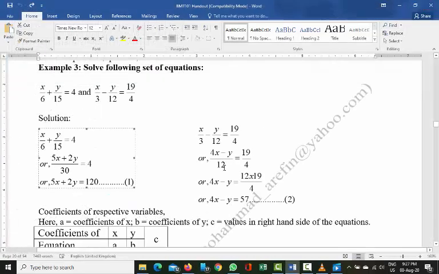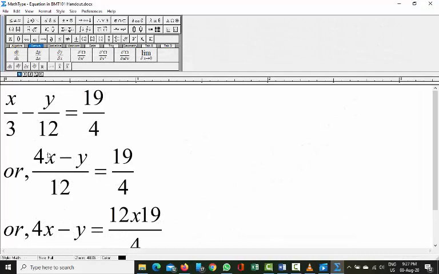Right. So similarly, you can solve this one also. x by 3 minus y by 12 is equal to 19 by 4. Similarly, here also we can solve it. If you solve it, you will see this equation.